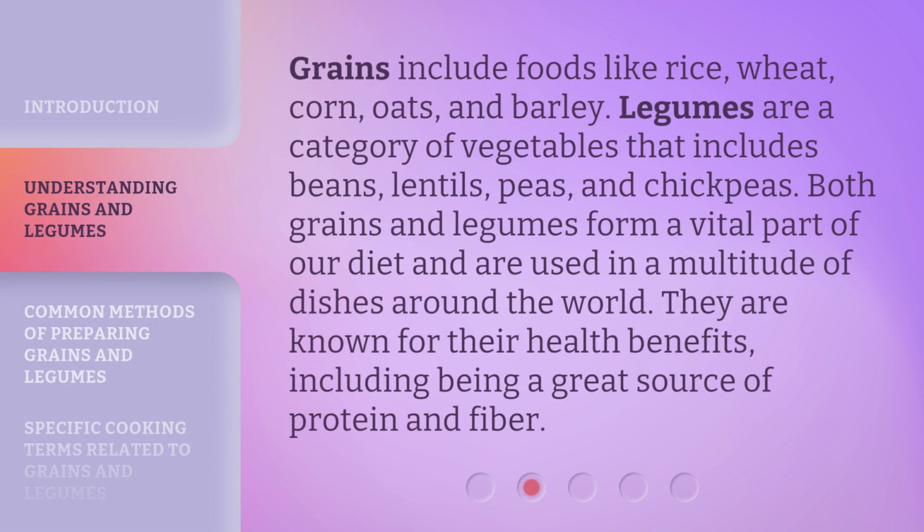Grains include foods like rice, wheat, corn, oats, and barley. Legumes are a category of vegetables that includes beans, lentils, peas, and chickpeas. Both grains and legumes form a vital part of our diet and are used in a multitude of dishes around the world. They are known for their health benefits, including being a great source of protein and fiber.